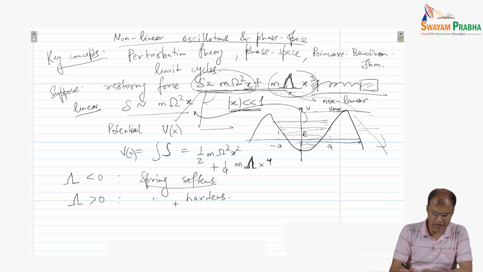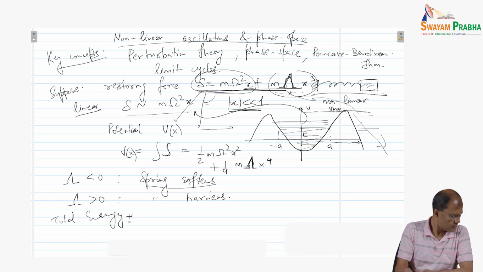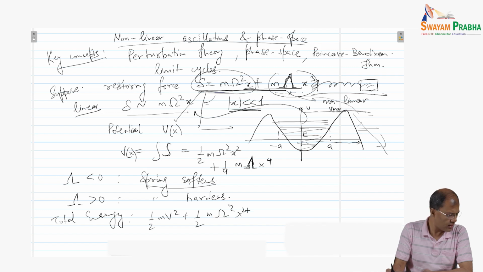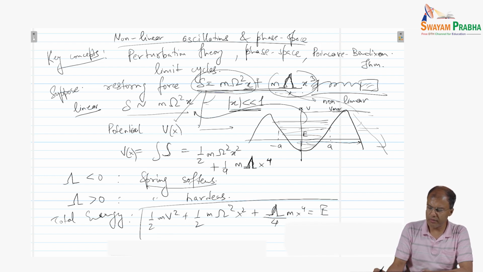Then we can write down the total energy of the system. The total energy of the system is given by half m v square plus half m omega square x square plus lambda by 4 m x to the power 4, which is E. So this is my total energy of the system. Remember, it is the potential energy plus the kinetic energy.